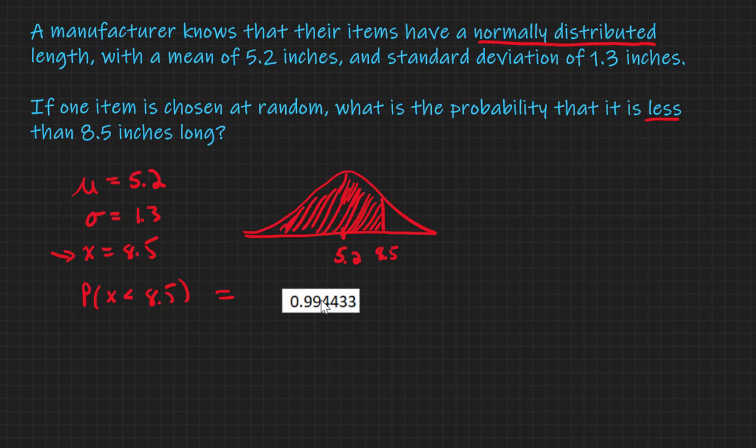We're not asked to round to any particular value here, but let's go to 4 digits after the decimal. So we're going to say the probability of x being less than 8.5 is equal to 0.9944.